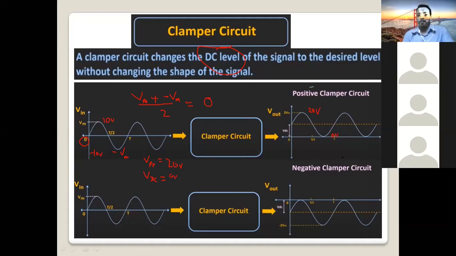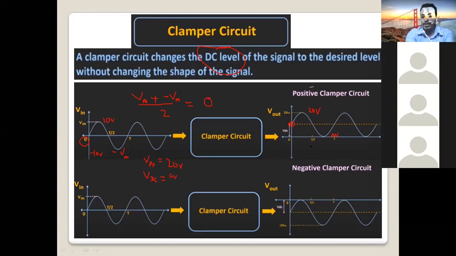Okay, so we are not changing the shape of the waveform. The waveform shape is the same. The only effect here is the signal is shifted upward by some DC value. We are inserting or adding some DC value to the input signal. In the input case, the DC value, the average value, is 0. But in this case, the DC value will be some amount. This is the average value.